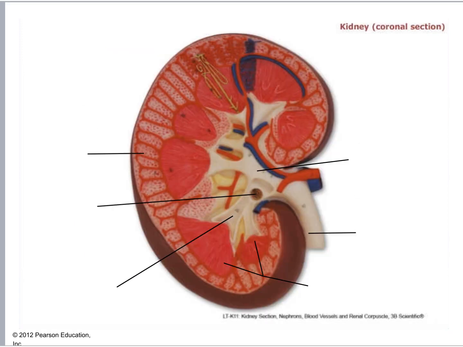Okay, in this picture, we'll start with the right-hand side. We'll start with this line right here, which is pointing to this structure. And then we'll go to this line, and then this one, that one, that one, and that one. All right, so the first thing we're going to look at is the upper right line, and that is pointing to the renal pelvis. Again, these are the same structures we looked at in the last two slides.